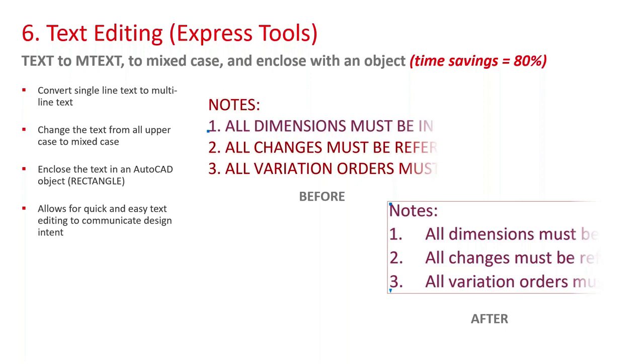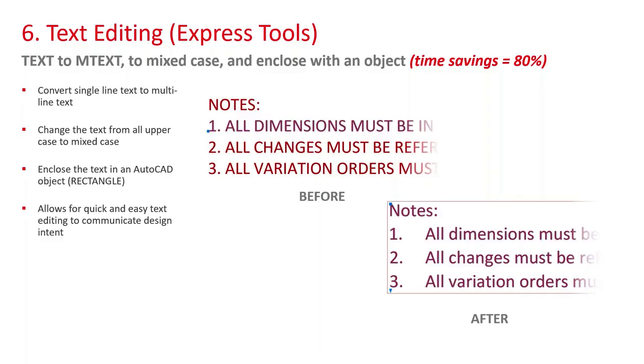But we're going to look in this case at converting some single line text to multi-line text, changing the text from all uppercase to what I call mixed case or sentence case. We're going to enclose the text in an AutoCAD object, a rectangle, and then that allows for quick and easy text editing to communicate your design intent because it's all multi-line text, and multi-line text allows you to work almost like a word processor. But again, time savings. Look at the time savings you get in the slide in this case, 80%. And you'll see why when we jump into the video in a moment.